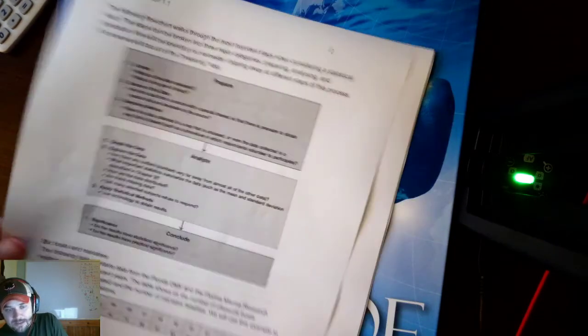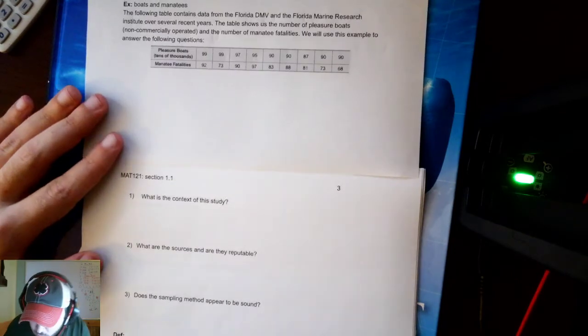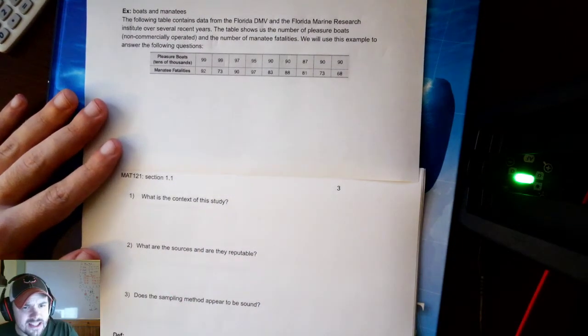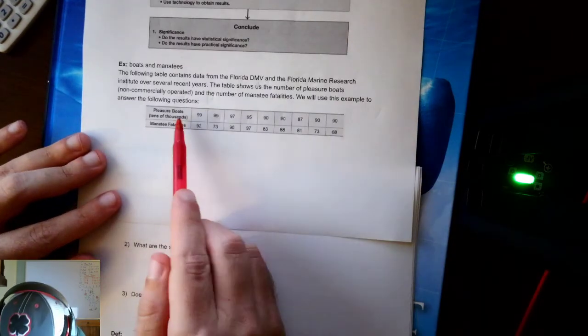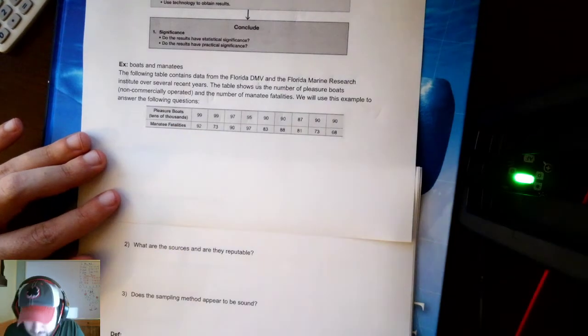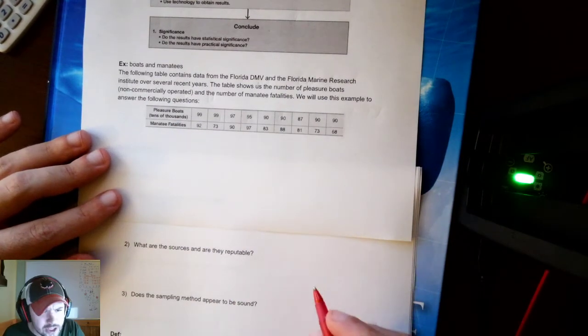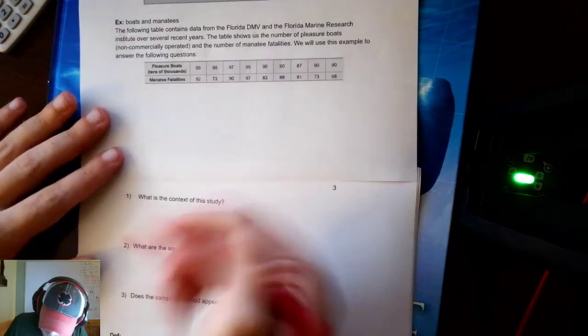So, I'm going to keep this close so I can refer back to it as we answer these following questions on the next page. What is the context of this study? What do we think the context of the study is? Well, why would we be keeping track of pleasure boats and manatee fatalities? What would be our goal? Maybe we're looking for a relationship between the number of pleasure boats and the number of manatee fatalities.